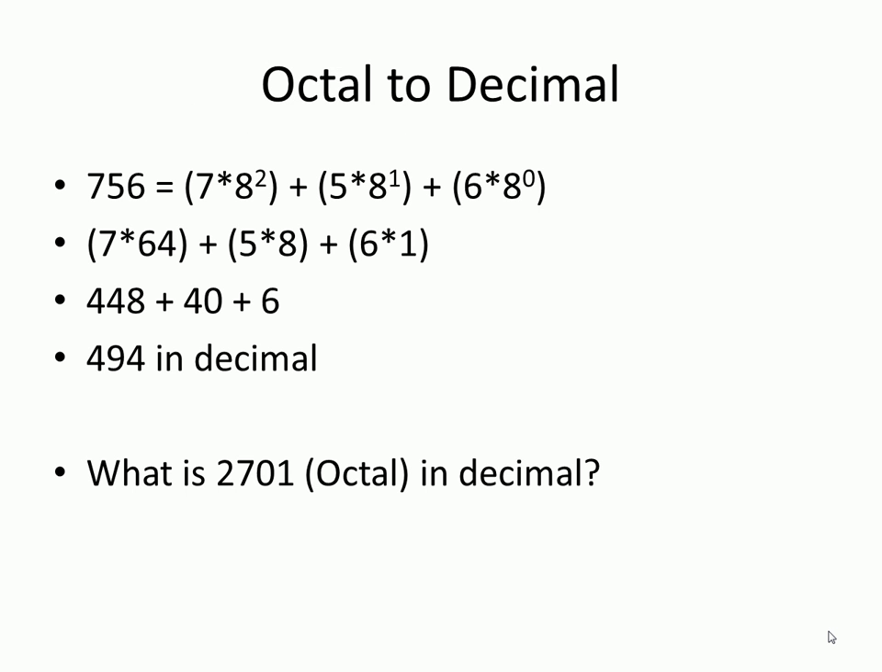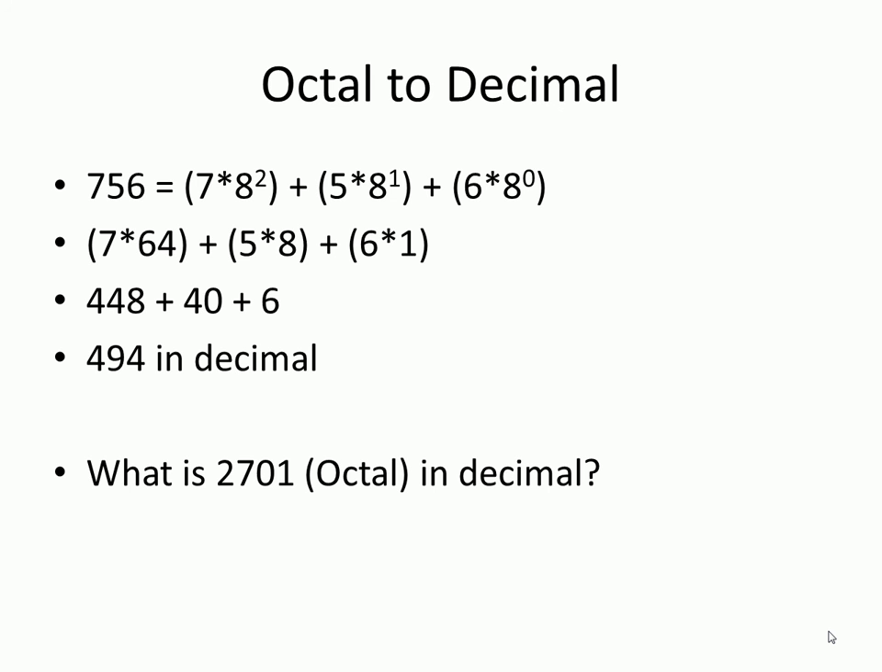Now to go from octal to decimal. The easiest way to do this, by the way, is convert them all to binary, and binary to decimal is easy. But if you wanted to go octal to decimal, 756, just like we did, we have 8 to the 0 place, 8 to the 1 place, 8 to the 2 place. 8 squared is 64. 8 to the first is 8. 8 to the 0 is 1. So 6 times 1, 5 times 8, 7 times 64. Add them all together, you get 494. See that?